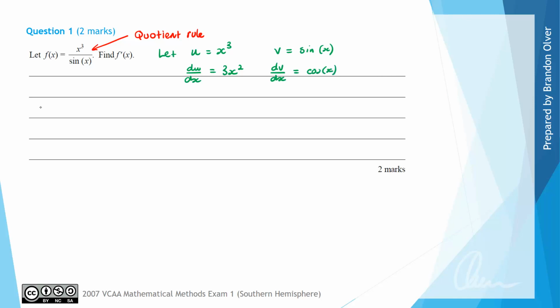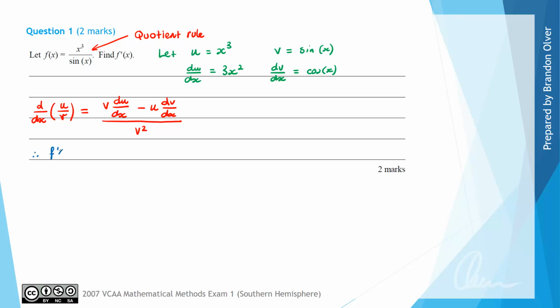From the formula sheet we have the quotient rule, which is the derivative d dx of a function u divided by v, which is equal to v times du dx minus u times dv dx, all divided by v squared.